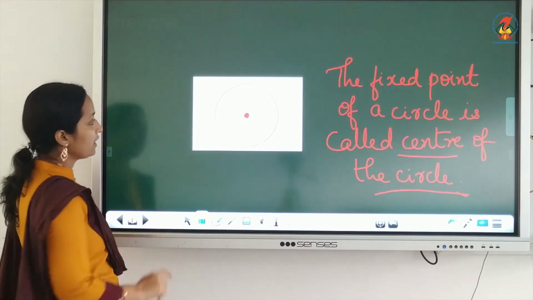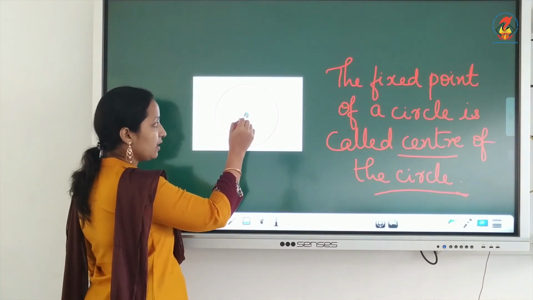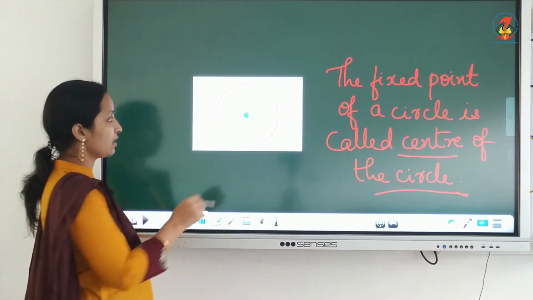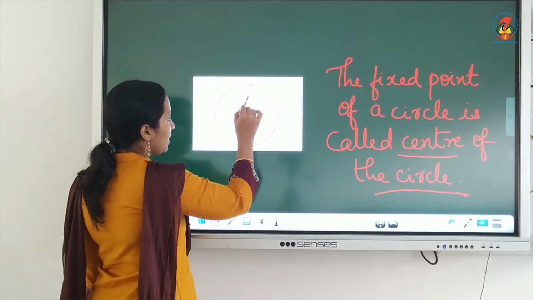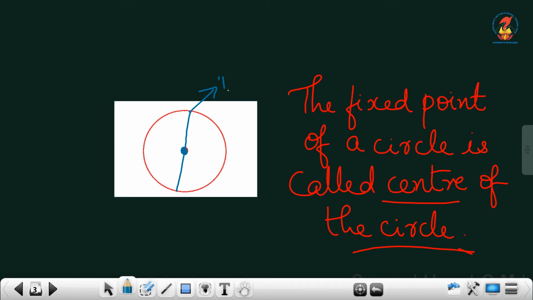Now we already studied circle, is it? This fixed point is known as center of the circle, and the line segment passing through the center of the circle is known as, what is this? Diameter. Line segment passing through the center of the circle is known as diameter. We can draw infinitely many diameter in a circle, okay?